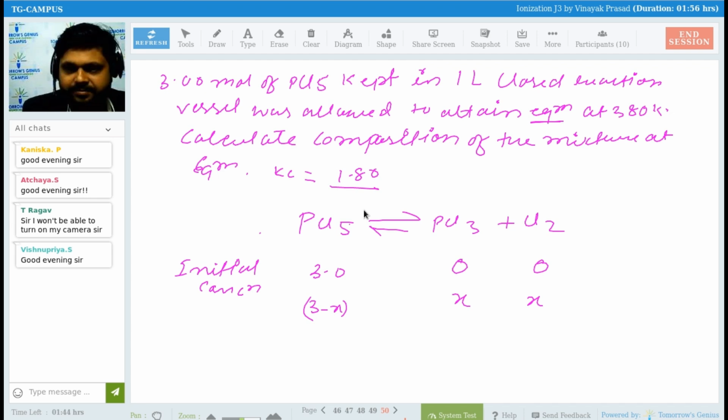Anyone who is trying for this question? Atachaya, are you doing? Anusika, what about you? Are you able to solve this question? Vishnu Priya, what about you? Are you able to solve this question or not? Okay, no answer is coming from your side. I have to solve this question or what?